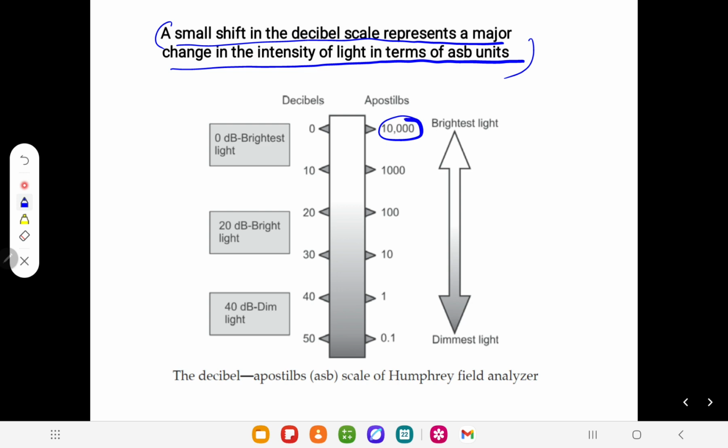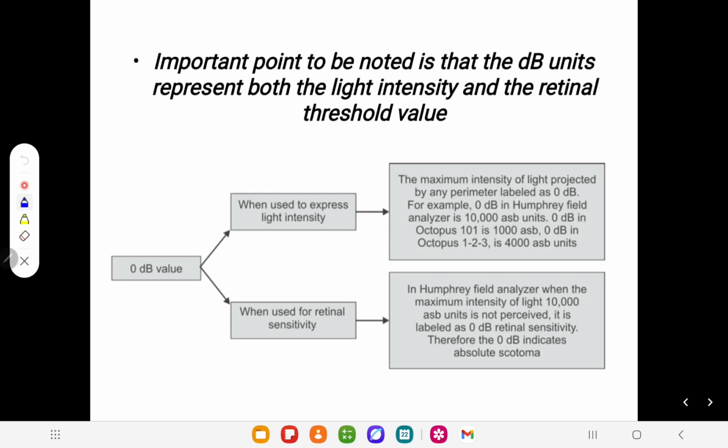Okay, so it's very important to understand how this scale functions, and this is a very important slide that you have to understand. From decibel to apostilb, isn't it? The highest the decibel, the smallest the apostilb light, but at the same time, the highest the decibel, the highest the retinal sensitivity, isn't it? So an important point to be noted is that decibel unit represents both light intensity of the machine and at the same time retinal threshold value. People don't understand this concept. Okay, let me clear it.